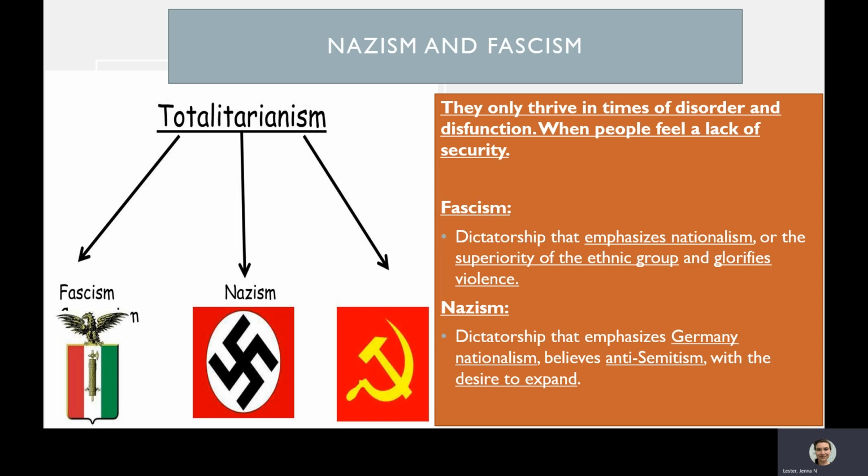Anyway, that's a whole historical argument we can get into later. But so Nazism is a dictatorship that emphasizes German nationalism. You have to be German. It believes in anti-Semitism, which is being against Jews, and a desire to expand. Basically, Hitler was obsessed with conquering Europe. So, in summary, Nazism is the belief that Germans are the best and everything else is crap. Jews are to blame for everything, and Germans should control all of Europe.